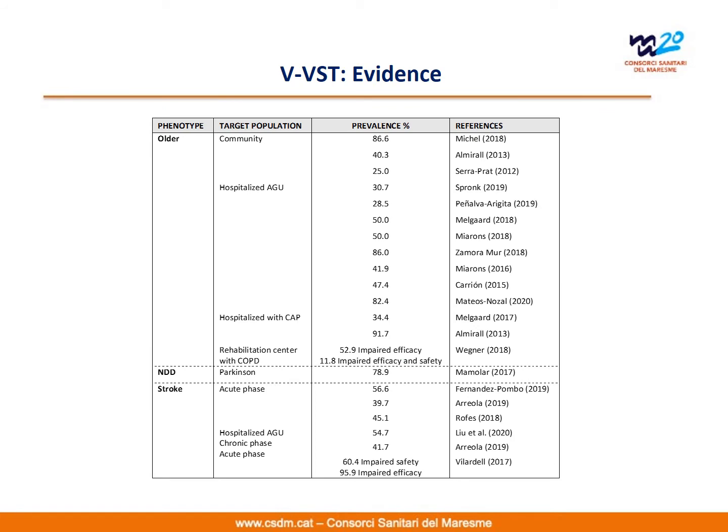So in this table, I summarized the prevalence published in the different papers that we included in our reviews, by phenotype of patient. For elderly, we can go from 25% to 91.7% prevalence of dysphagia, whereas for NDD, specifically Parkinson's disease, we have a 78.9% prevalence, and for stroke patients, we go from 39.7 to 56.6% prevalence of oropharyngeal dysphagia. So, very high numbers.